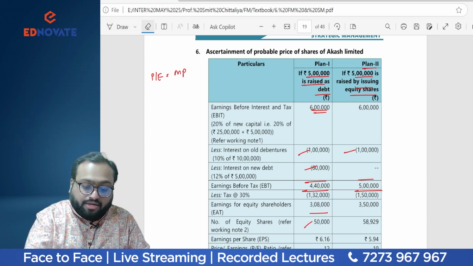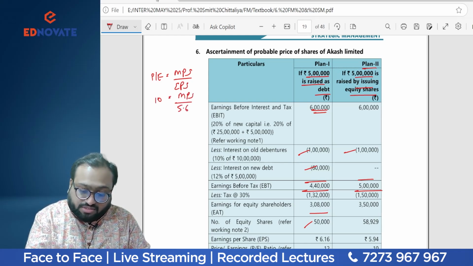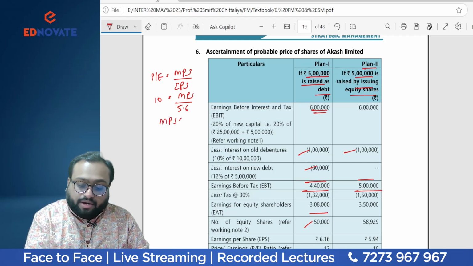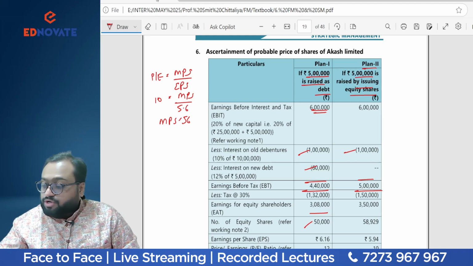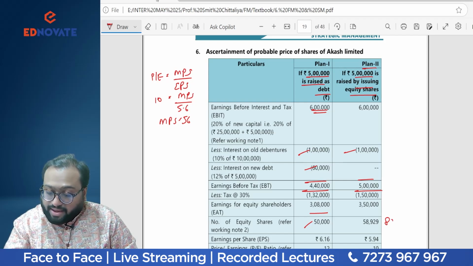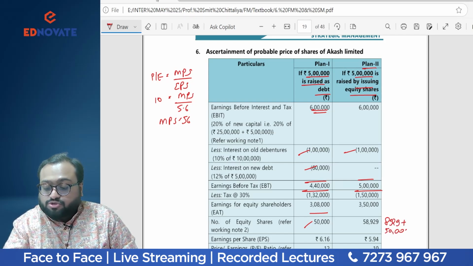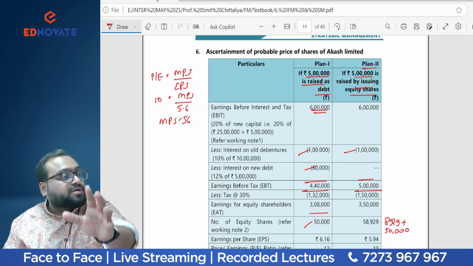Normally, how do you find P/E ratio? P/E ratio you can find out as MPS upon EPS. You have PE of 10, you have EPS as 5.6, and that is why your market price will be 56. So if you want to issue new capital of 5 lakh, divide by 56, it will be 8,929 shares plus the existing 50,000. So your new capital base of equity shares will be 58,929.